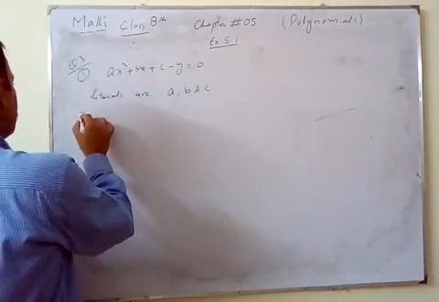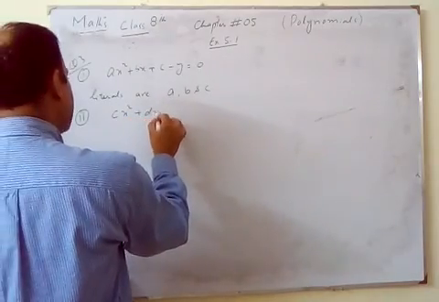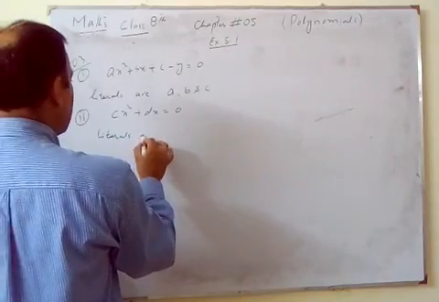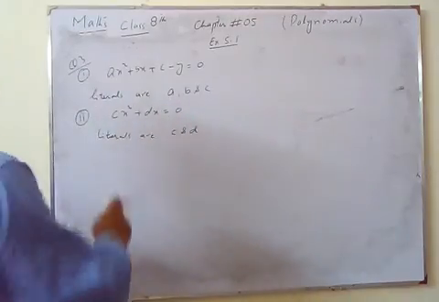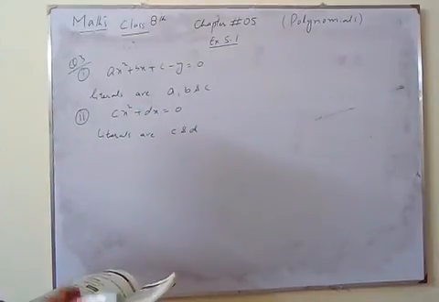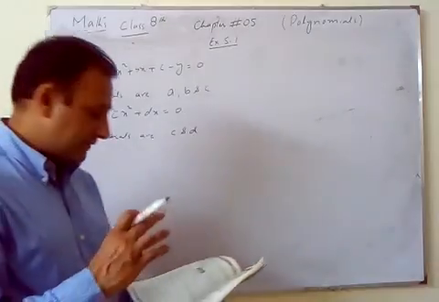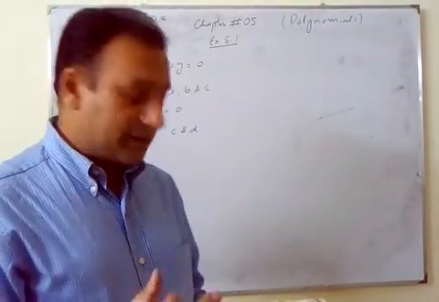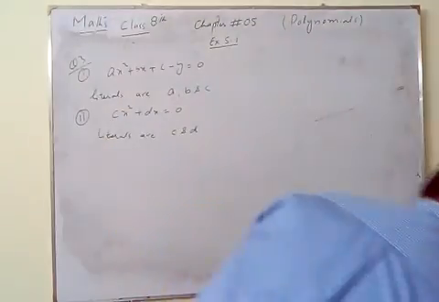In the second part, cx square plus dx is equal to 0. So literals are c and d. x is a variable here. Likewise, in the third part, b and d are the literals. In the fourth part, a and d are the literals. So this is the way.